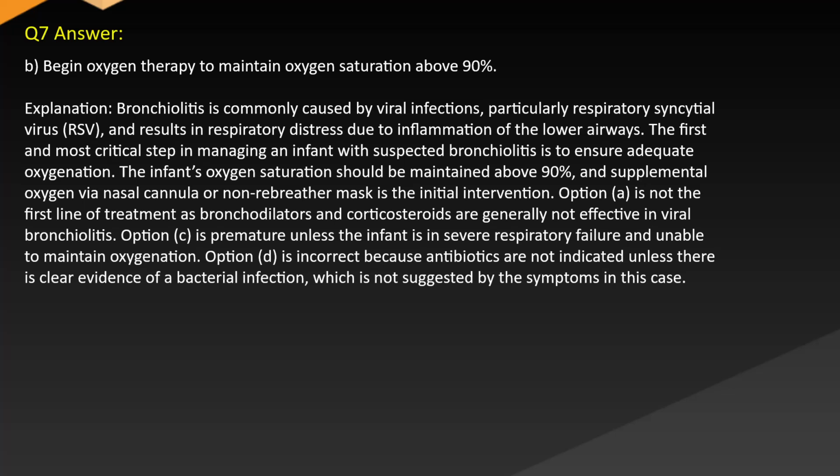The infant's oxygen saturation should be maintained above 90%, and supplemental oxygen via nasal cannula or non-rebreather mask is the initial intervention. Option A is not the first line of treatment, as bronchodilators and corticosteroids are generally not effective in viral bronchiolitis. Option C is premature unless the infant is in severe respiratory failure and unable to maintain oxygenation. Option D is incorrect because antibiotics are not indicated unless there is clear evidence of bacterial infection, which is not suggested by the symptoms in this case.